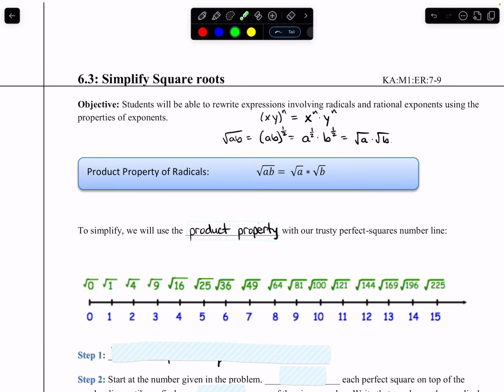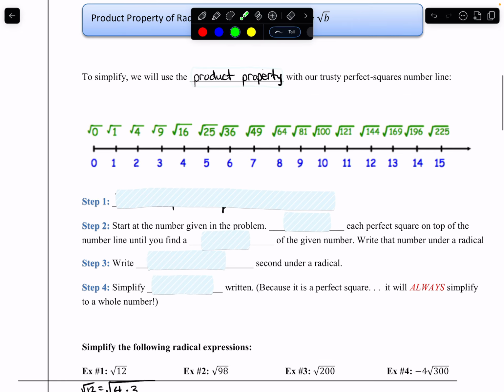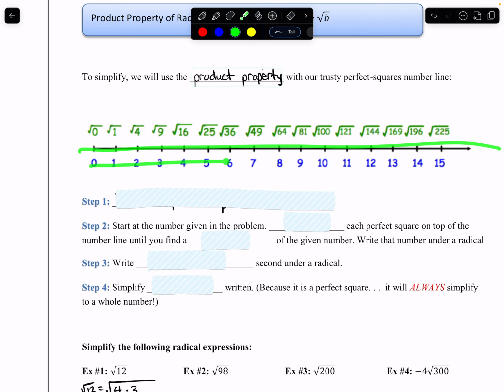So to simplify, we're going to use the product property with our trusty perfect squares number line. Here's our number line. It has the numbers 0 through 15 on it, but it also writes each of those integers, 0 through 15, as a square root of a perfect square. So the square root of 16 is 4, the square root of 25 is 5, the square root of 36 is 6, and so on.